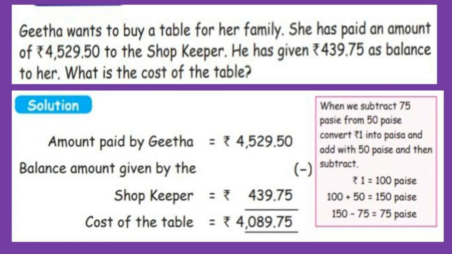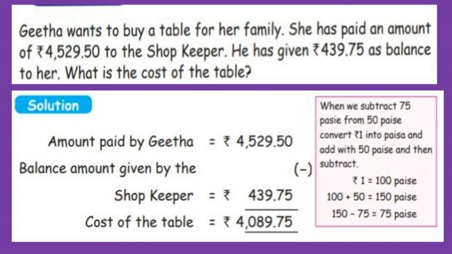Geeta wants to buy a table for a family. She has paid an amount of 4,529 rupees 50 paise to the shopkeeper. The shopkeeper has given the balance amount of 439 rupees 75 paise. Then they are asking what is the cost of the table.